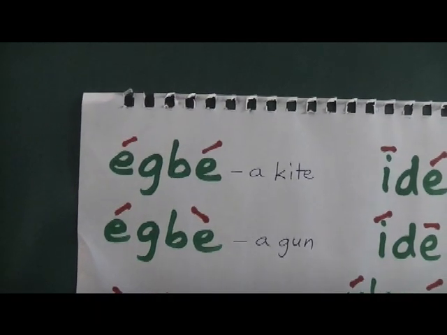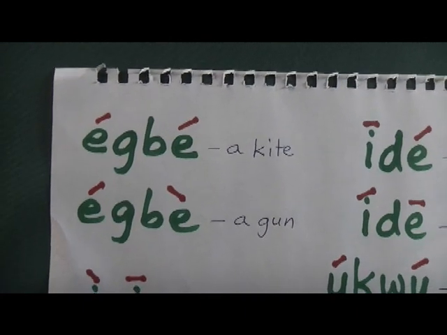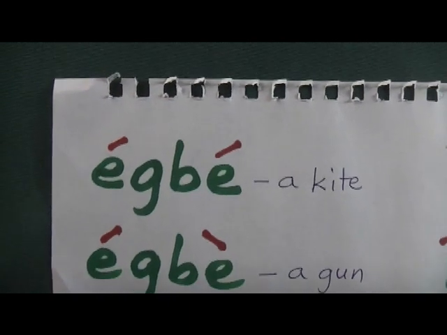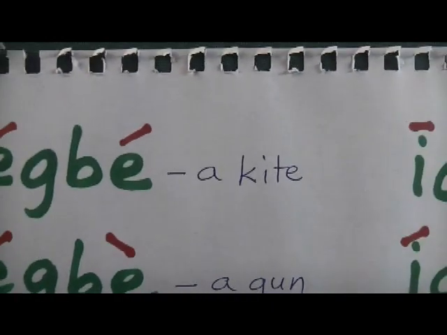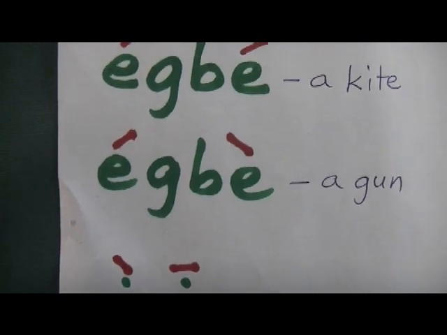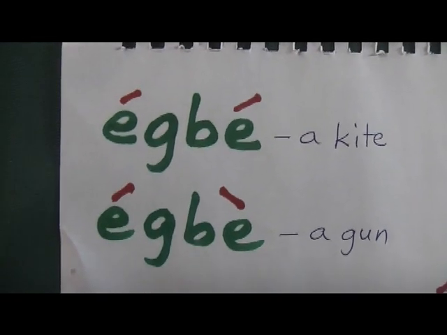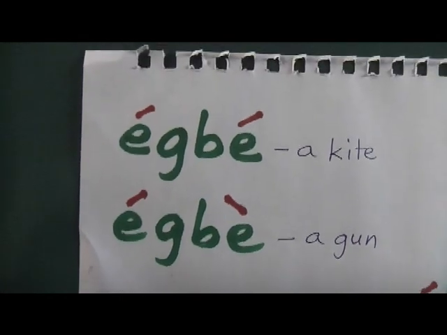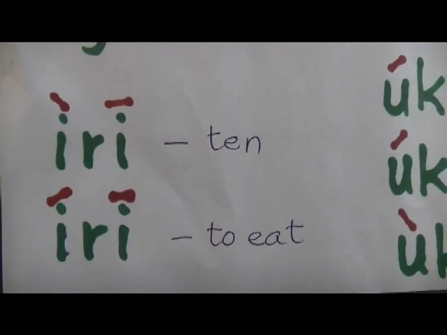A word like egbe, egbe, egbe. You can only differentiate the meanings by tone marks. For example, egbe, egbe. See the tone marks? They are up on top of a. This one means a kite. Egbe means kite. This one is egbe, it means a gun. Can you see that the tone marks have helped us to differentiate between egbe and egbe? We place it on a vowel, a.